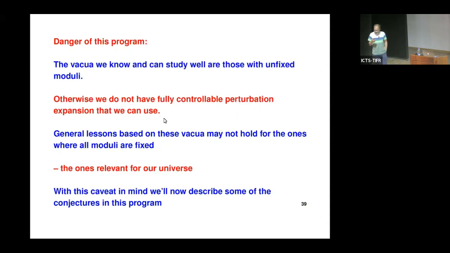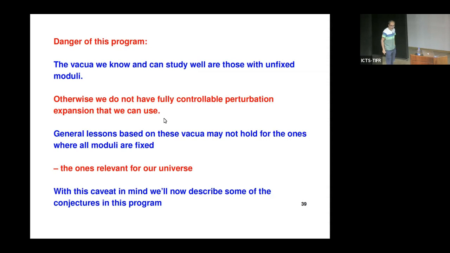Now, I should say that there is a danger to this program. The danger is that the vacua we know and can study well are those with unfixed moduli. Because if we don't have the dilaton that can be adjusted to make the coupling small, we do not have a fully controllable perturbation expansion that we can use, and all the criticism that I mentioned earlier will apply to these vacua. So the general lessons that I can draw are based on these vacua where we have unfixed moduli, but these general lessons may not hold for the ones where moduli are fixed. And those are the ones that are relevant for our universe.